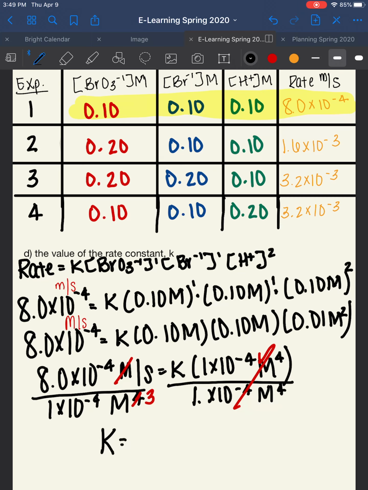So at the end of this, K is equal to 8. You can do 8.0 if you like, but I'll just leave it as 8. And then my units. I'm left with inverse seconds on top, and then I'm left with M cubed on the bottom as well. So my final unit for K is going to be 1 over M cubed times s. Okay, and that is my final value for my rate constant K.